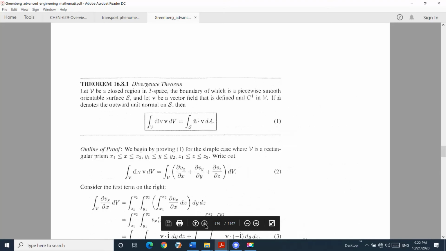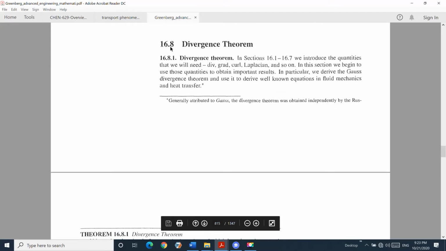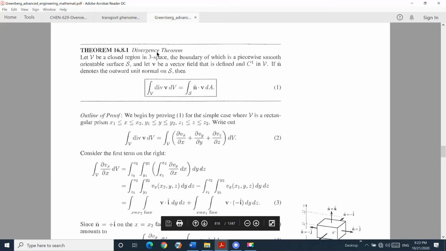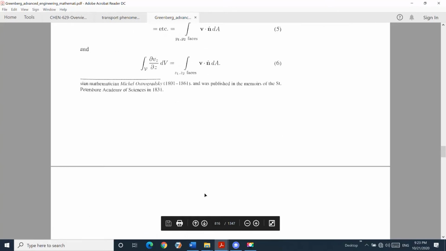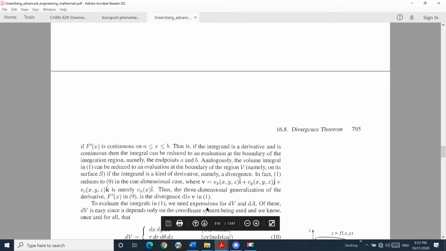Section 16.8 gives you the divergence theorem like this. We are going to use this divergence theorem; it is very important in the derivation of the transport conservation laws, and when we use the Reynolds transport theorem, we are also going to use the divergence theorem. We are going to come back to this later.